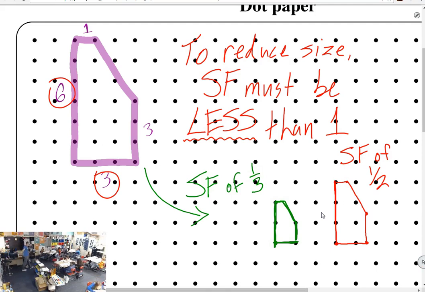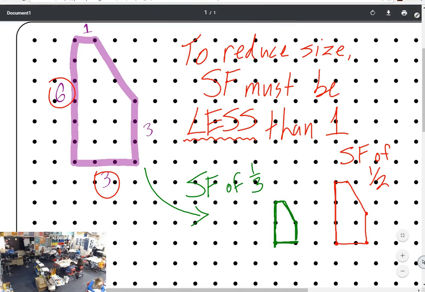Questions on how we draw the new shapes? Okay. Moving on to 4.4.